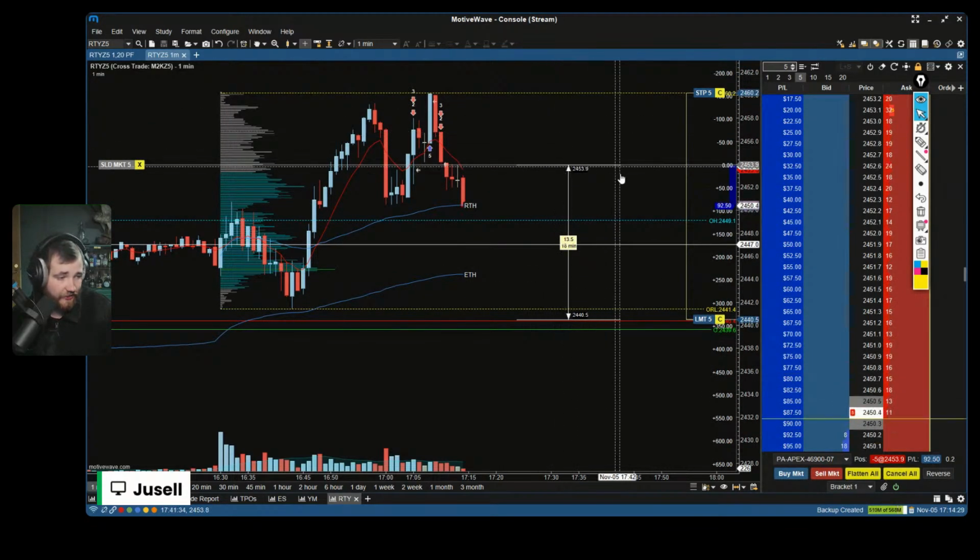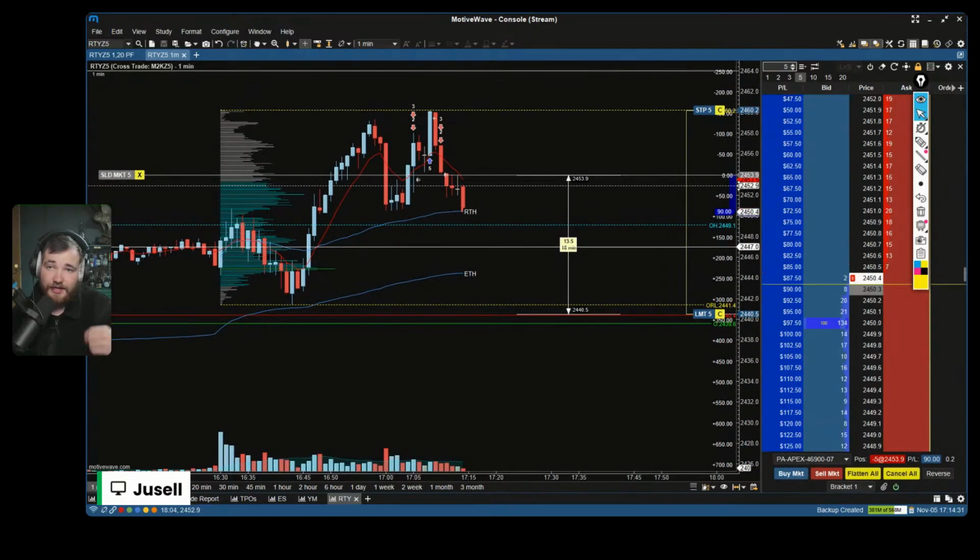Moves in favor instantly. Now it's just about, can we close the gap? Can we get to the target? Who knows? But I like the trade. Now it's just up to the market to do its thing. And you never know what's going to happen, right?